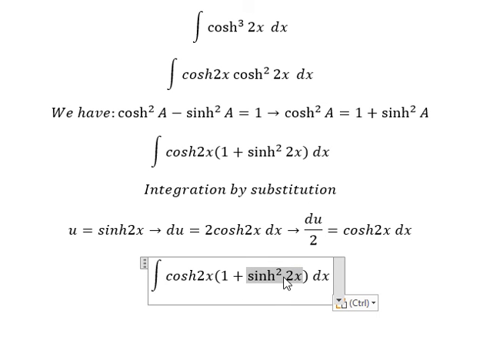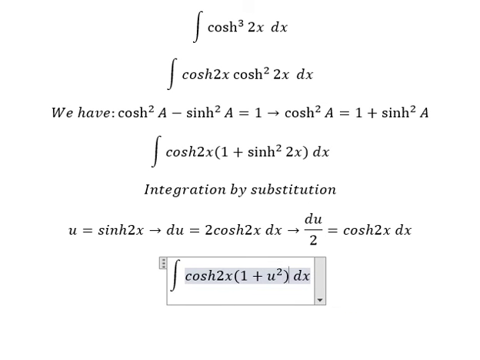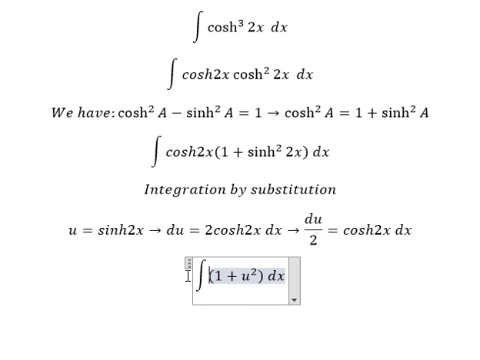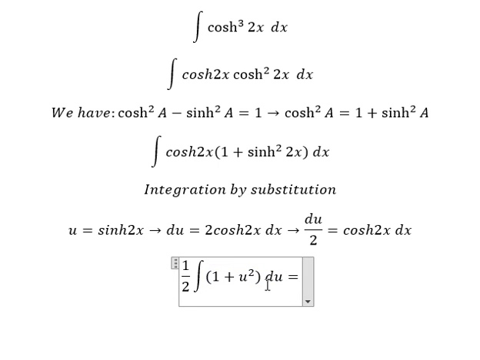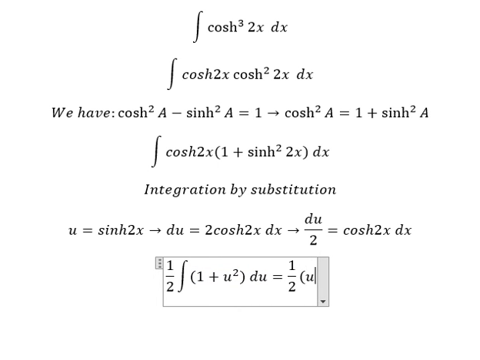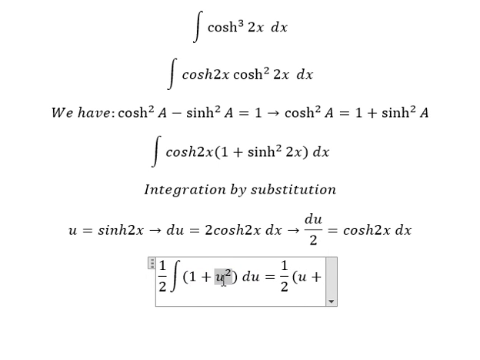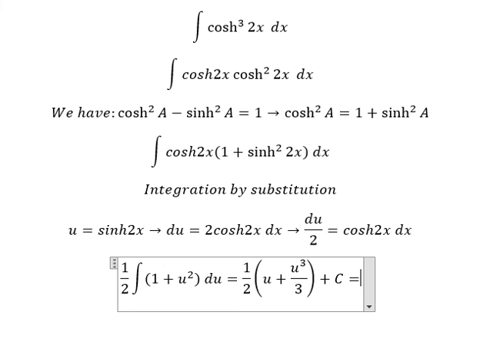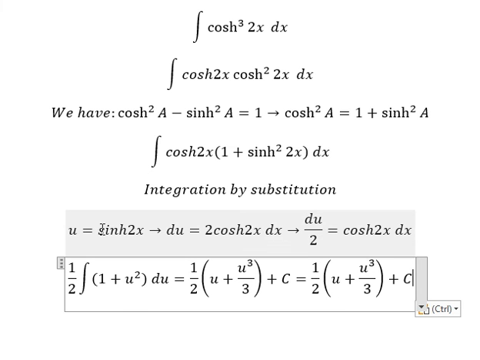This one we change by u, so we have u squared. Cosh 2x dx we change by this one. The integration of this one, we have u. The integration of u squared, we have u to the power of 3 over 3. About u, that is about this one.